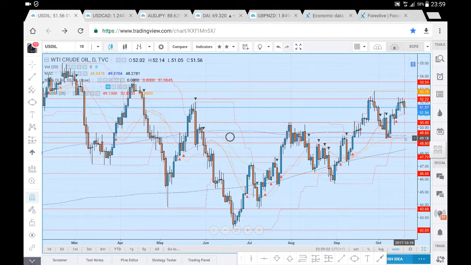So we did come down to the 20 period moving average, and we did catch a bit of a bid, as prices are currently trading in and around the 51.56 level. So we did catch a bit of a 50-cent bid off the 20 period moving average, which at times can act as a dynamic support and resistance.